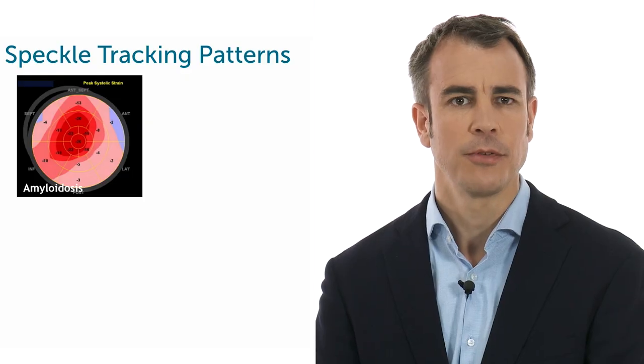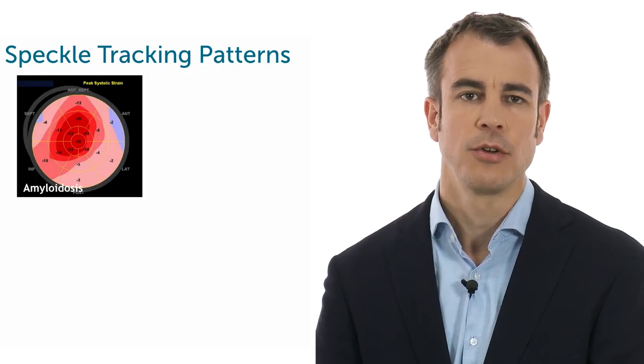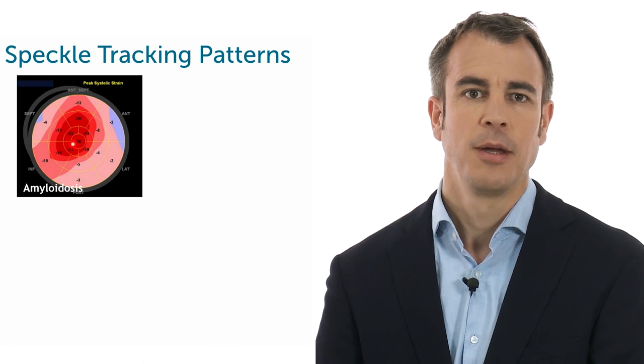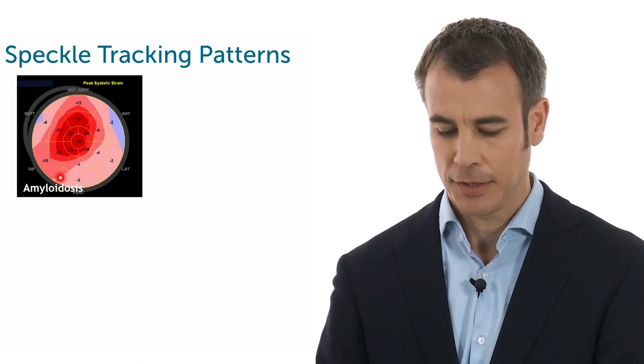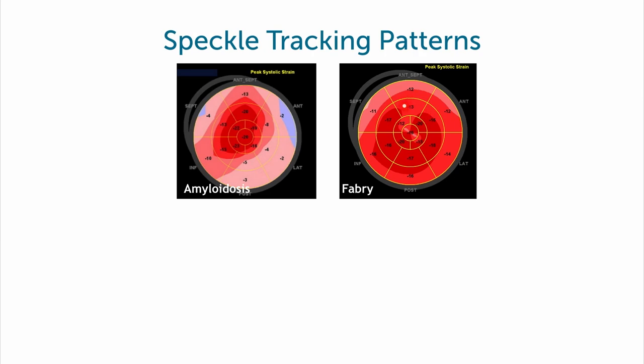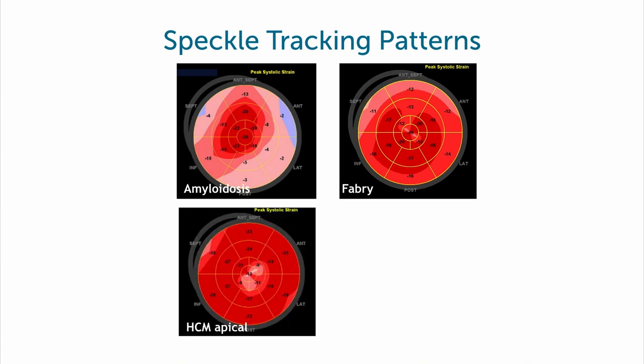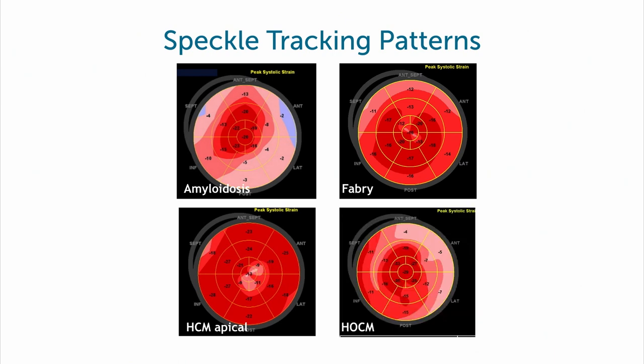Now let's look at some other cases. This is a case of amyloidosis. You can see a preserved longitudinal function in the apical segments, but a nearly blunted signal in the basal segments. This is the Fabry disease, a storage disease, where you can find a decrease in the basal segments. And in this patient with a hypertrophic cardiomyopathy, you can see that the apical segments are impaired in this case. And this is a typical form of hypertrophic obstructive cardiomyopathy with the highest degree of impairment in the anteroseptal parts.